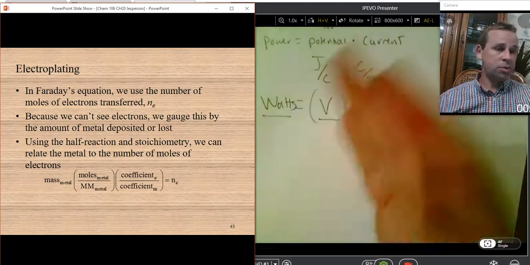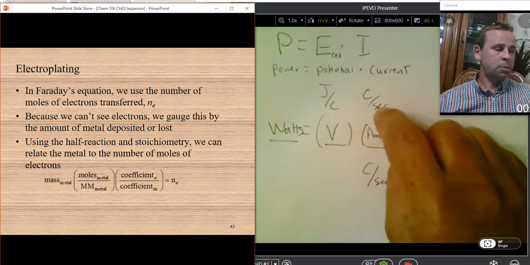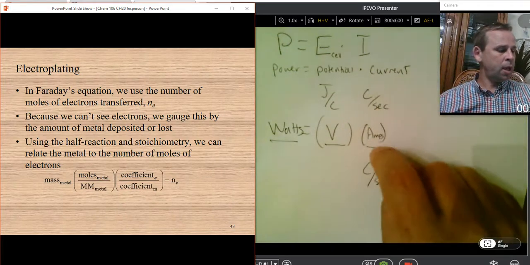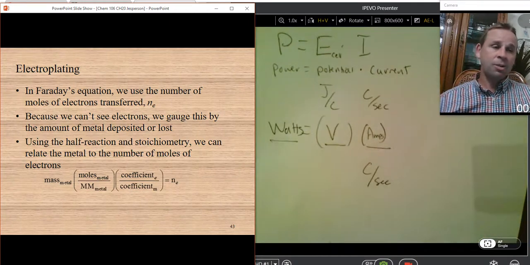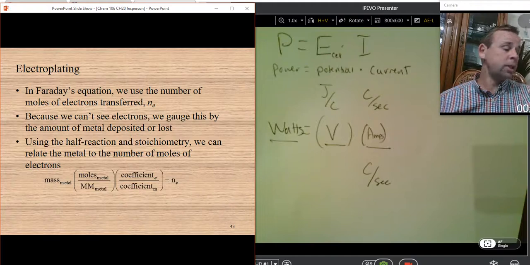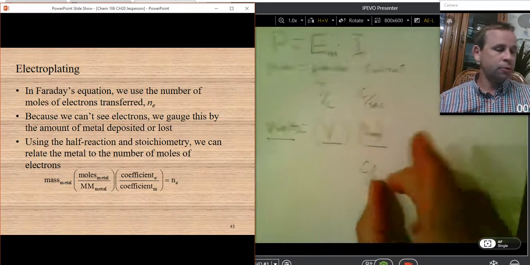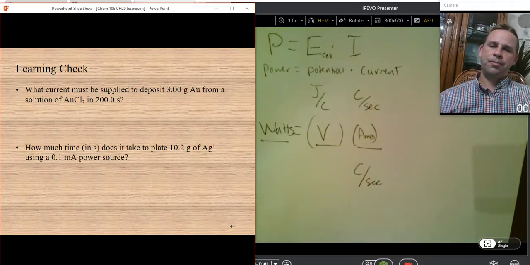For electroplating, we can use this information. If we know the current, then we know how many coulombs per second will be provided. And if we know that an amp is coulombs per second, and that there are 96,500 coulombs for every mole of electrons, then we can know how many electrons for every second as well. So we'll see how this is used.